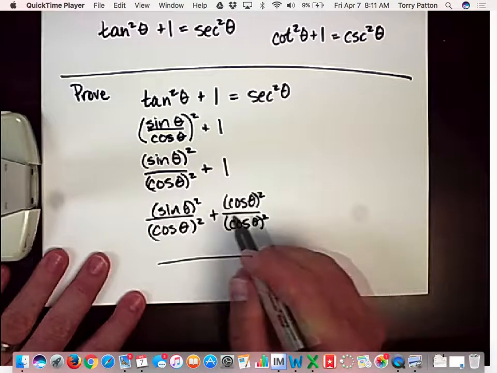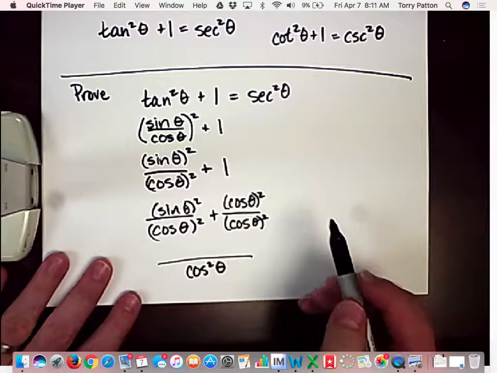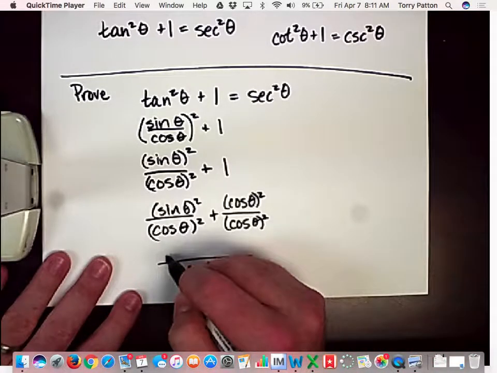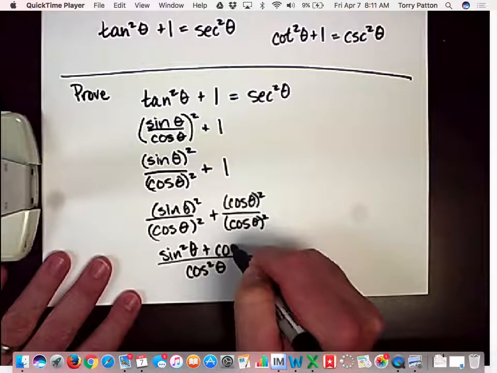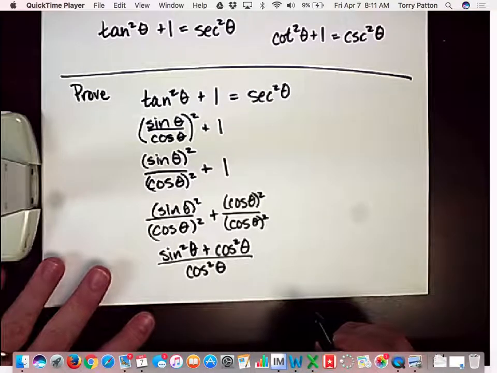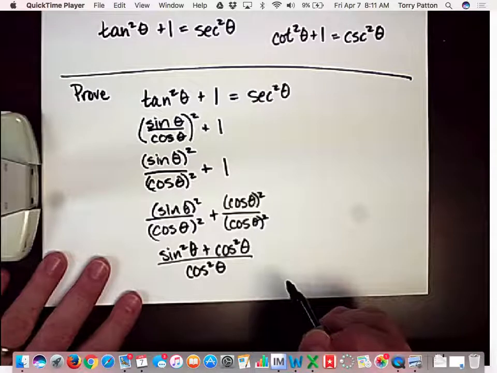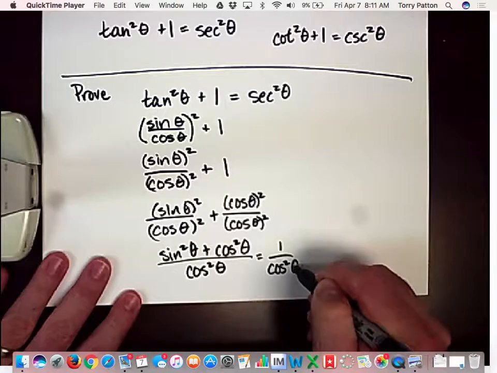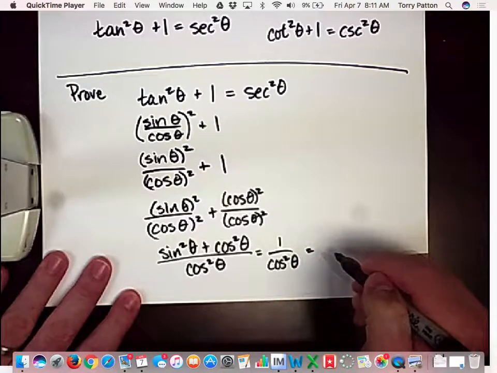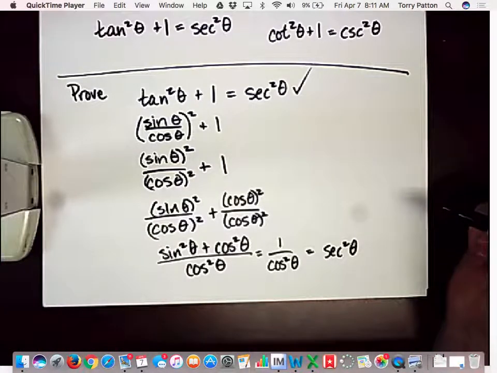So the common denominator is cosine squared theta. What's on the top? Sine squared theta plus cosine squared theta, right? And we just proved that that equals what? 1 over cosine squared theta, which is secant squared theta. Make sense?